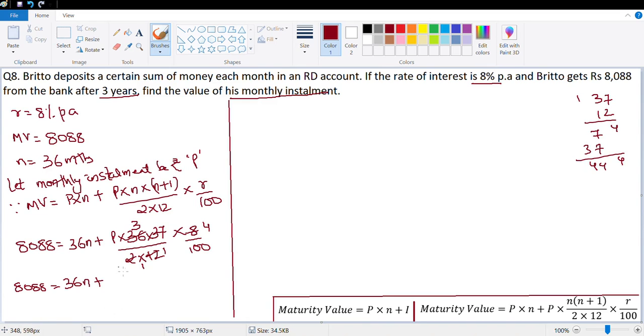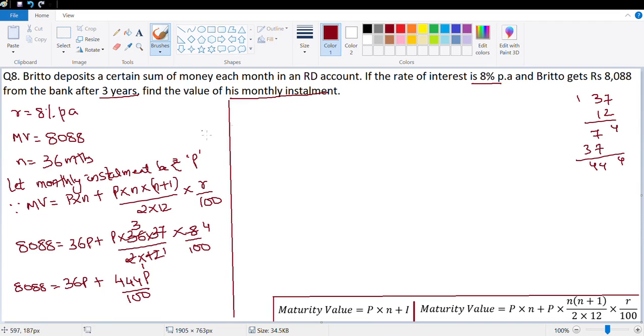So 36N plus 4. This is not N, this is P. My mistake. The N is given. This is P. That's why I was wondering how we were left with two variables. And this is N is 36, P is what we need to find. This is 444P upon 100.